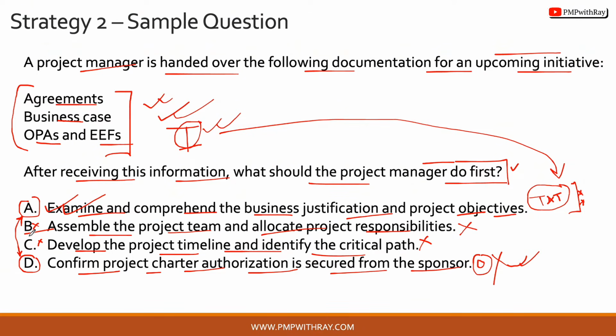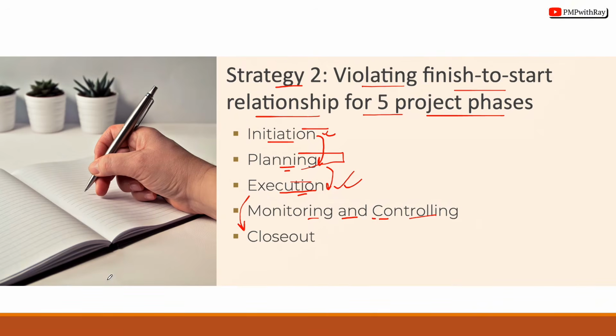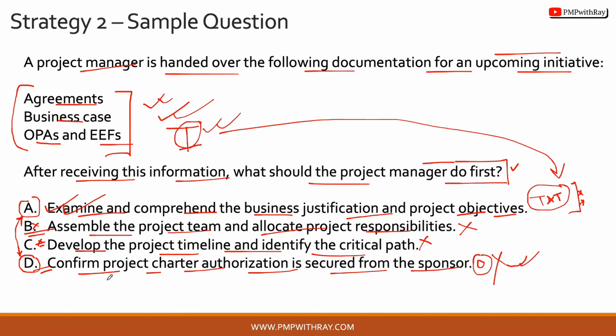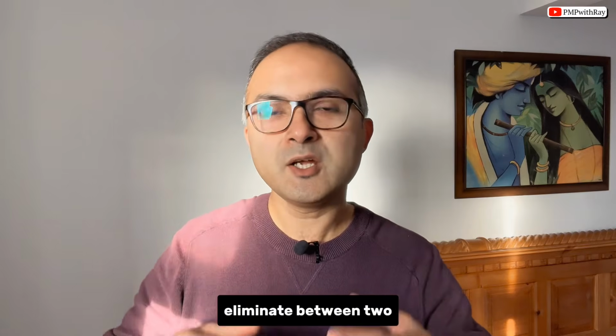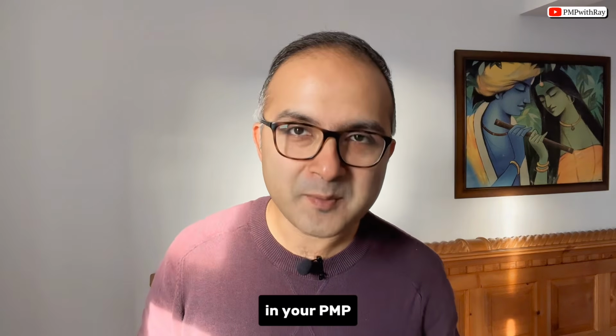All the options, which are option B, option C and option D, are very close answer choices, but they are incorrect: B and C defy the finish to start relationship of the 5 phases of a project, and D defies the finish to start relationship of inputs, tools and techniques and outputs as well, as we have learned. That is why options B, C and D are incorrect, okay. And as per strategy number 2, as we have learned as part of this question, option A is the correct answer choice to this question. Finally, the third strategy to help you eliminate between 2 close answer choices in your PMP exam.